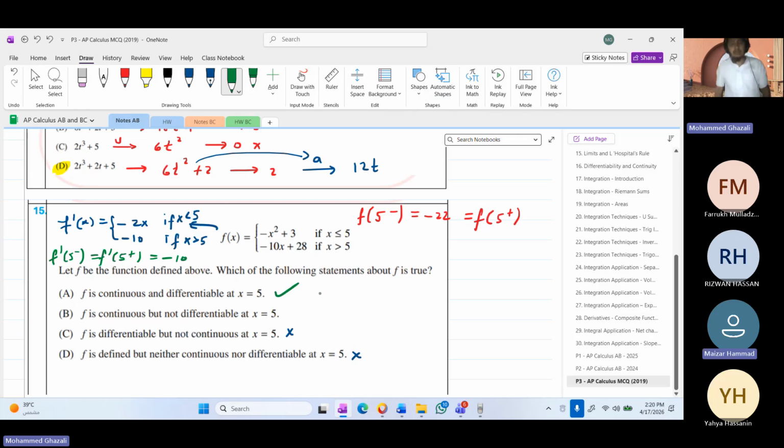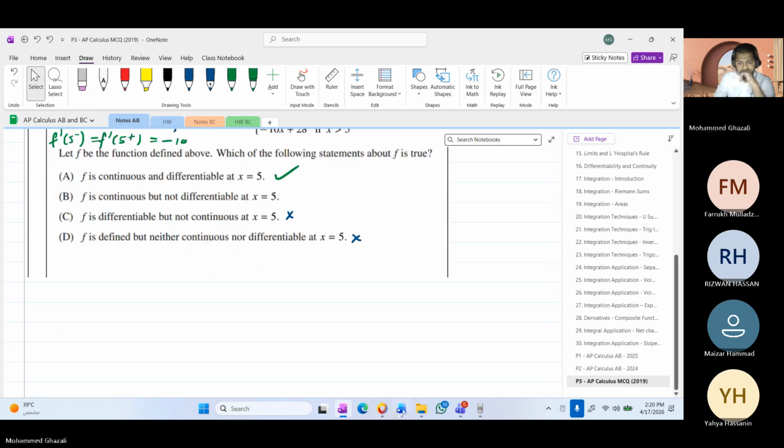Are we good, guys? What does continuity mean? Directly substitute into the function. What does differentiability mean? The derivative on both sides has to be equal. Differentiability means the derivative from the left must be equal to the derivative from the right, substituting the same value of 5. Right, nice, excellent.